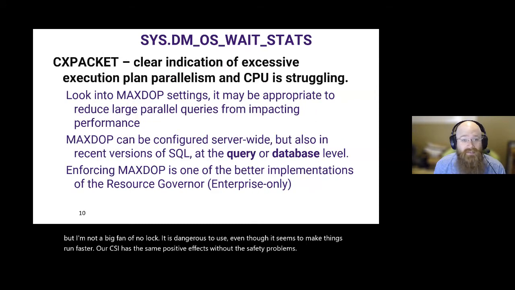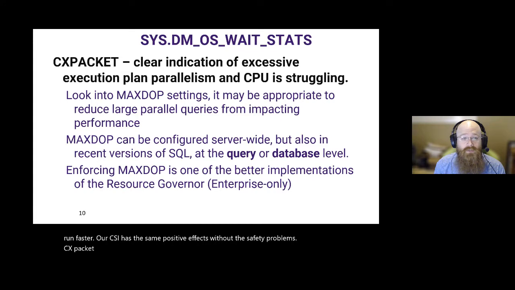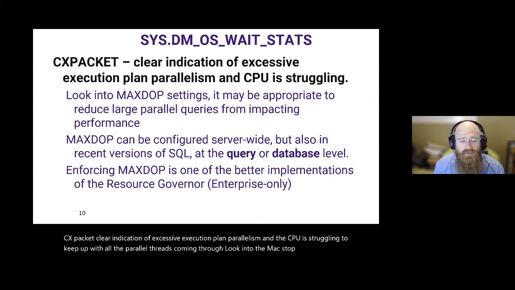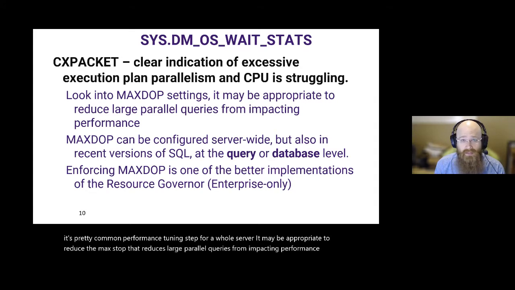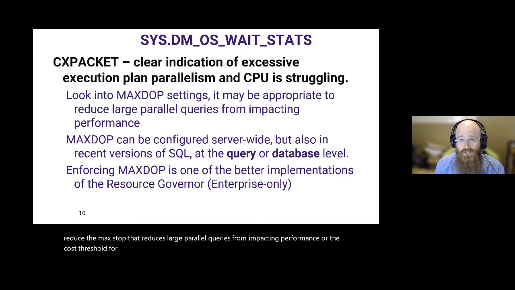CXPACKET is a clear indication of excessive execution plan parallelism, and the CPU is struggling to keep up with all the parallel threads coming through. Look into the MAXDOP settings. I think that's a pretty common performance tuning step for a whole server. It may be appropriate to reduce the MAXDOP. That reduces large parallel queries from impacting performance, or the cost threshold for parallelism. Increasing the cost threshold for parallelism will allow only the biggest and baddest queries to go parallel.